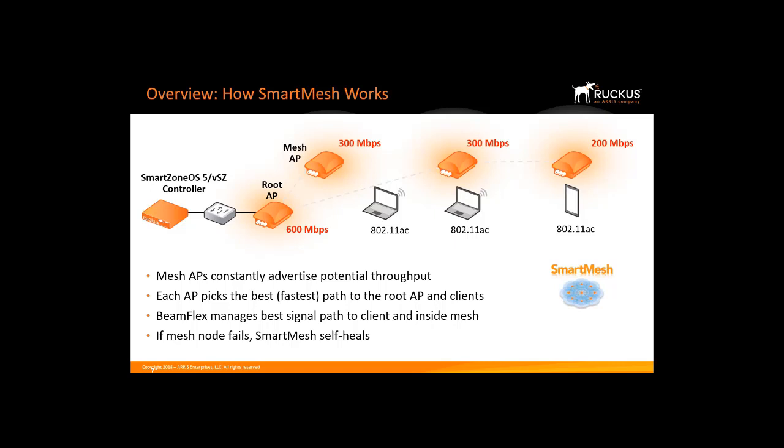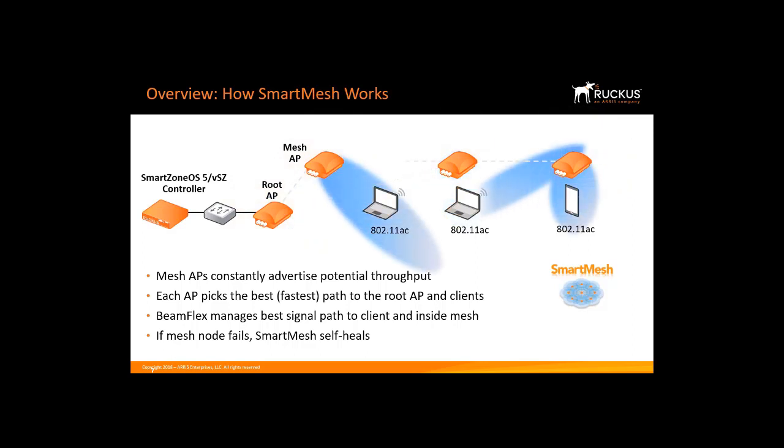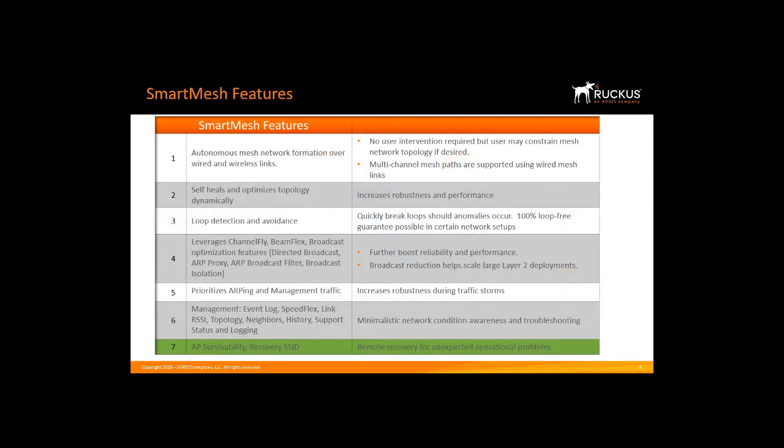Wireless clients associate with the meshing APs. BeamFlex manages the best signal path to the clients inside the mesh. BeamFlex is also used to manage the best signal paths within the meshing topology. If a mesh node fails, SmartMesh self-heals. Let's review some of SmartMesh features.